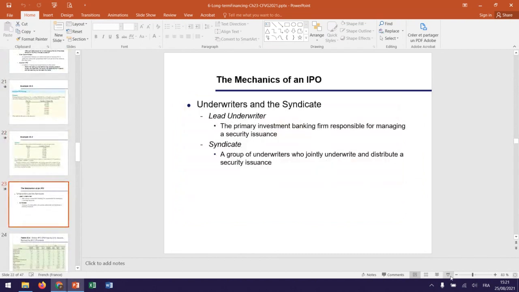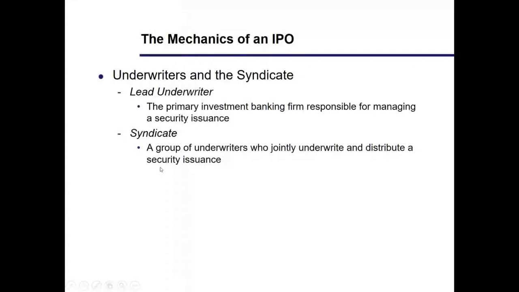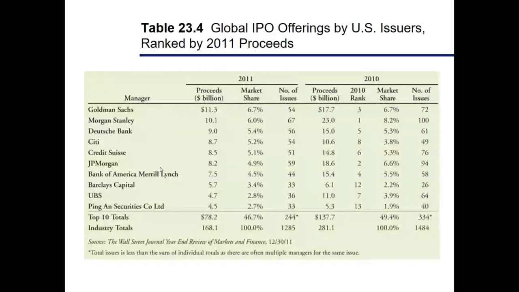So how do we underwrite and syndicate? When you have a big IPO, you can have lead underwriters. They can form a group of people who help to sell the issuing shares, and the main one we call the lead underwriter, and then a group of underwriters who jointly underwrite and distribute a security issuance we call a syndicate. And this is an example of a global IPO offering.